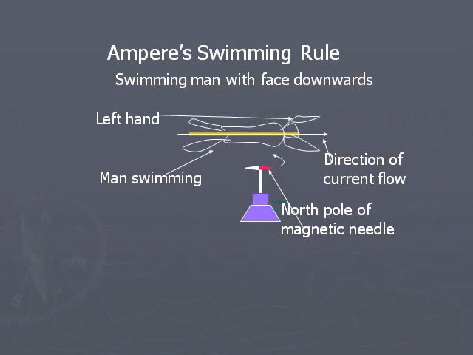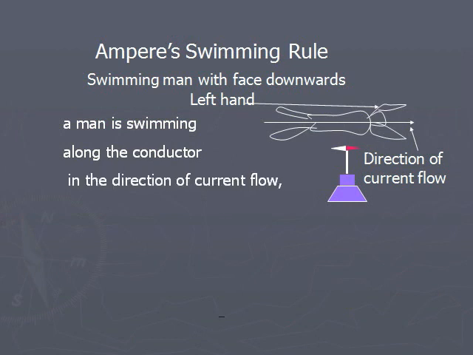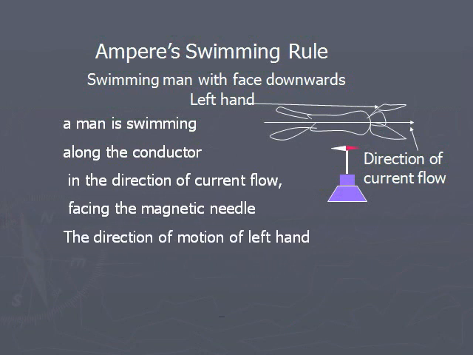While swimming, his left hand will move in one direction. The north pole of the magnetic needle will deflect in the direction of the motion of the left hand. The direction in which the magnetic needle north pole moves is the direction of the magnetic field. So like this also we can find the direction of magnetic field.